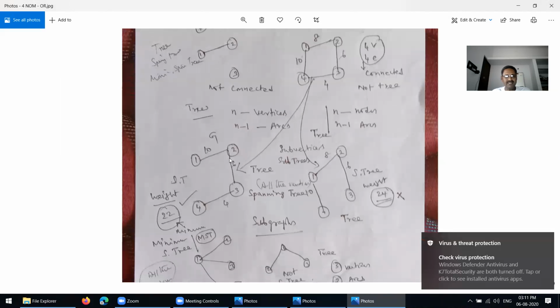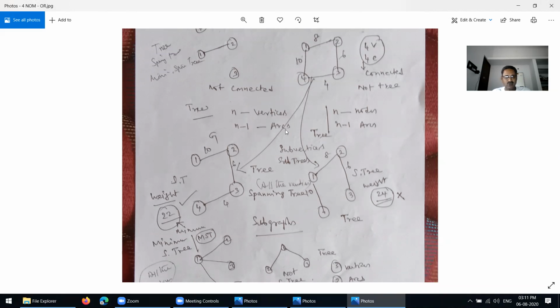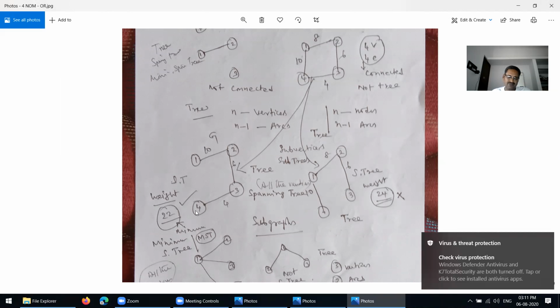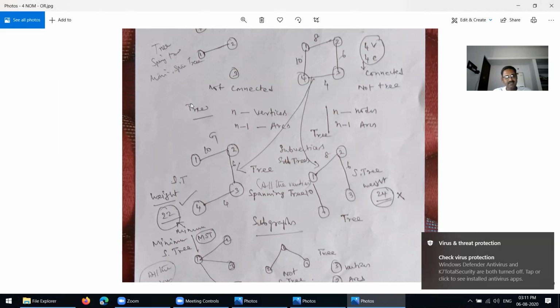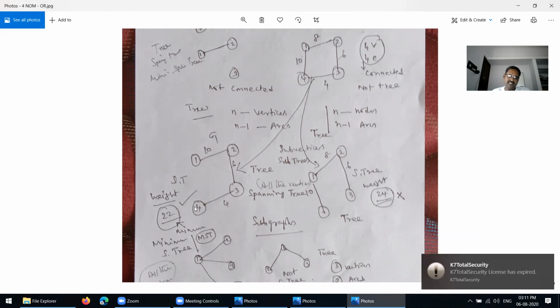Here we have how many vertices? 4. How many edges? 1, 2, 3. So n vertices, n minus 1 arcs. So 1, 2, 3, 4 vertices, we have 4. What are the edges or arcs? 1, 2, 3. So therefore it is a tree. So that is the condition for a tree. Tree means n vertices and n minus 1 arcs. So here, how many vertices? 4. How many edges? 1, 2, 3.